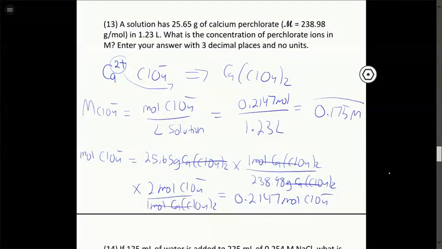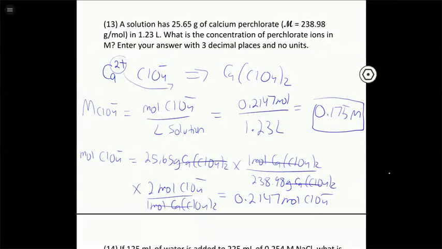Alright, so whenever you want to find molarity, we divide moles by liters of solution. And we just have to be careful about what exact molarity we're calculating. We're calculating the molarity of perchlorate, so we need the total number of moles of perchlorate ions, not just the moles of calcium perchlorate. Okay, questions on that? There's a lot of overlap with the earlier problem, but this just introduced the definition of molarity as well.